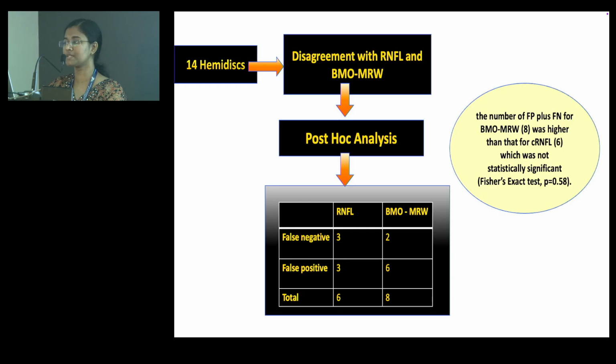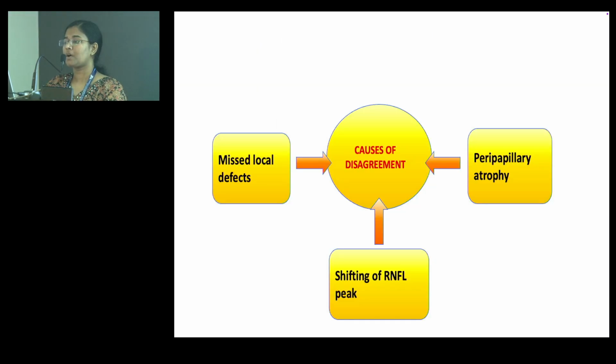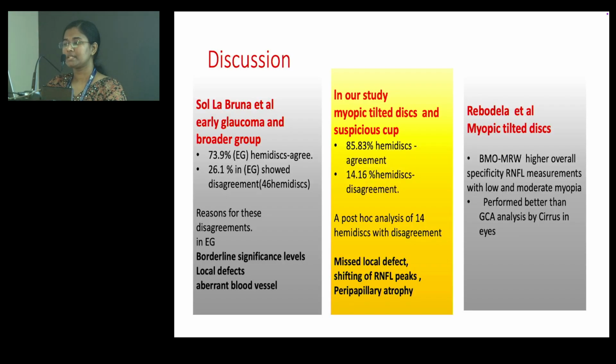The 14 hemidiscs which showed a disagreement underwent post-hoc analysis done by 2 glaucoma consultants, and the number of false positive plus false negative for MRW was higher than that of RNFL, that is not statistically significant. The causes for disagreement were missed local defects, peripapillary atrophy, and shifting of RNFL peak. In our study done in myopic tilted disc and suspicious cup, 85.83% agreed, whereas 14.16% disagreed, and the cause for disagreement was missed local defect, shifting of RNFL peak, and peripapillary atrophy.